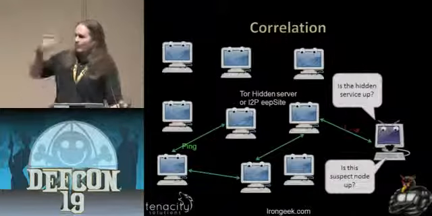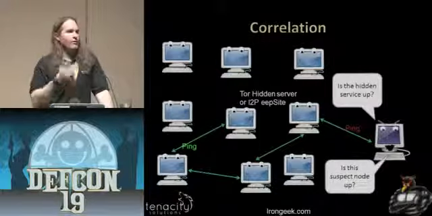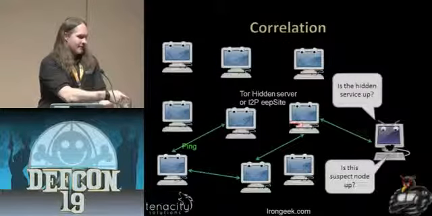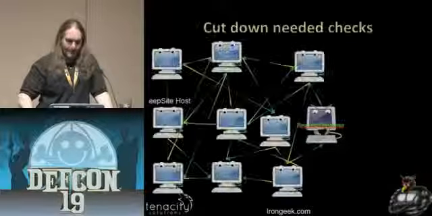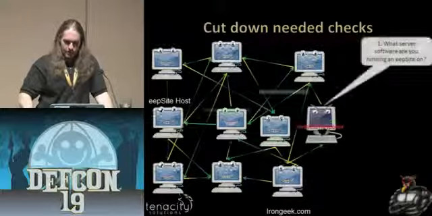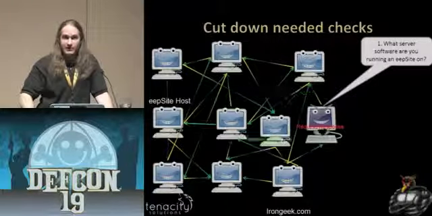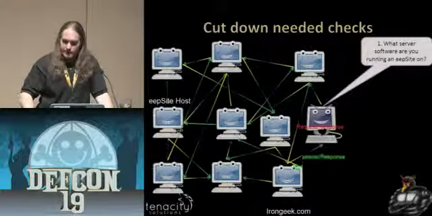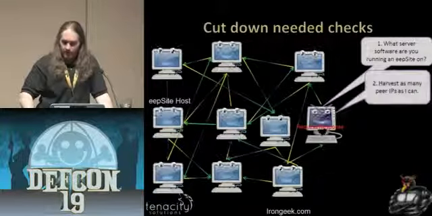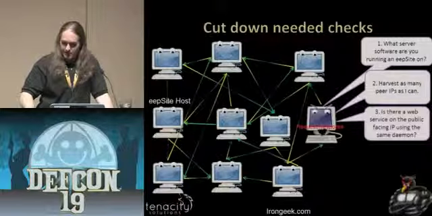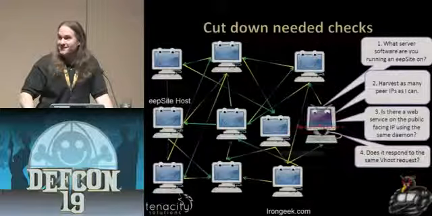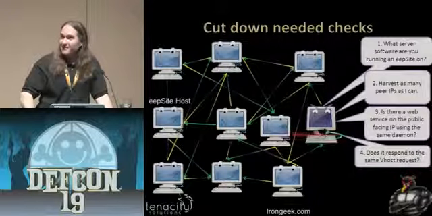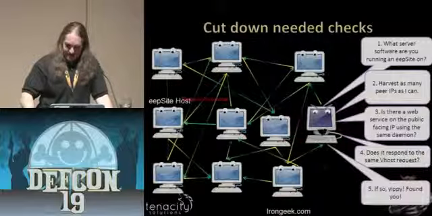And if you do that profiling over a long enough period, you may eventually be able to figure out, okay, this particular hidden service or eepsite is down at the same time this particular IP address is down, and be able to correlate that those two are possibly the same. You can also do various things to cut down the number of checks. What server software is running on the eepsite? I mentioned that somewhat before. You can harvest as many of these IPs as possible. Is the web server on the public-facing IP running the same daemon? You can make a vhost request and see if you can get the eepsite from the public-facing IP address. And if so, yippee, you've found what box that is.